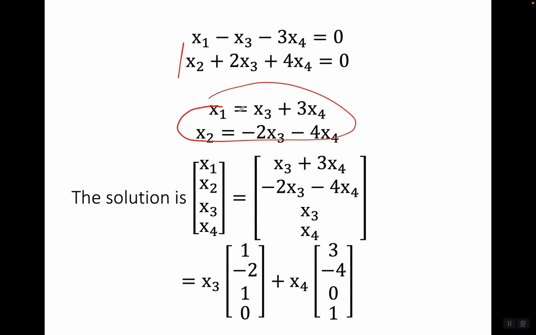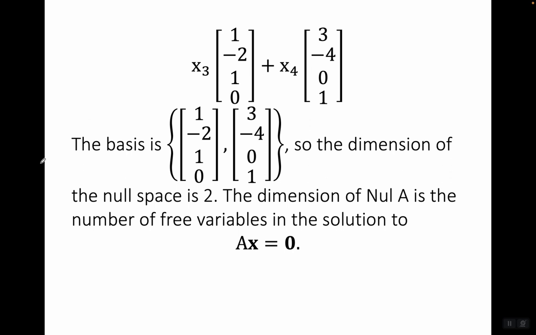We can pull out an x3 and an x4 and rewrite in this way. So it's going to be x3 times (1, negative 2, 1, 0), plus x4 times (3, negative 4, 0, 1). And if we can write all the solutions to AX equals 0 in this form, that means the basis is going to be these vectors, (1, negative 2, 1, 0) and (3, negative 4, 0, 1). That's a basis for the null space because every solution to AX equals 0 can be written as a linear combination of those two vectors, and those two vectors are linearly independent. So this is the basis.